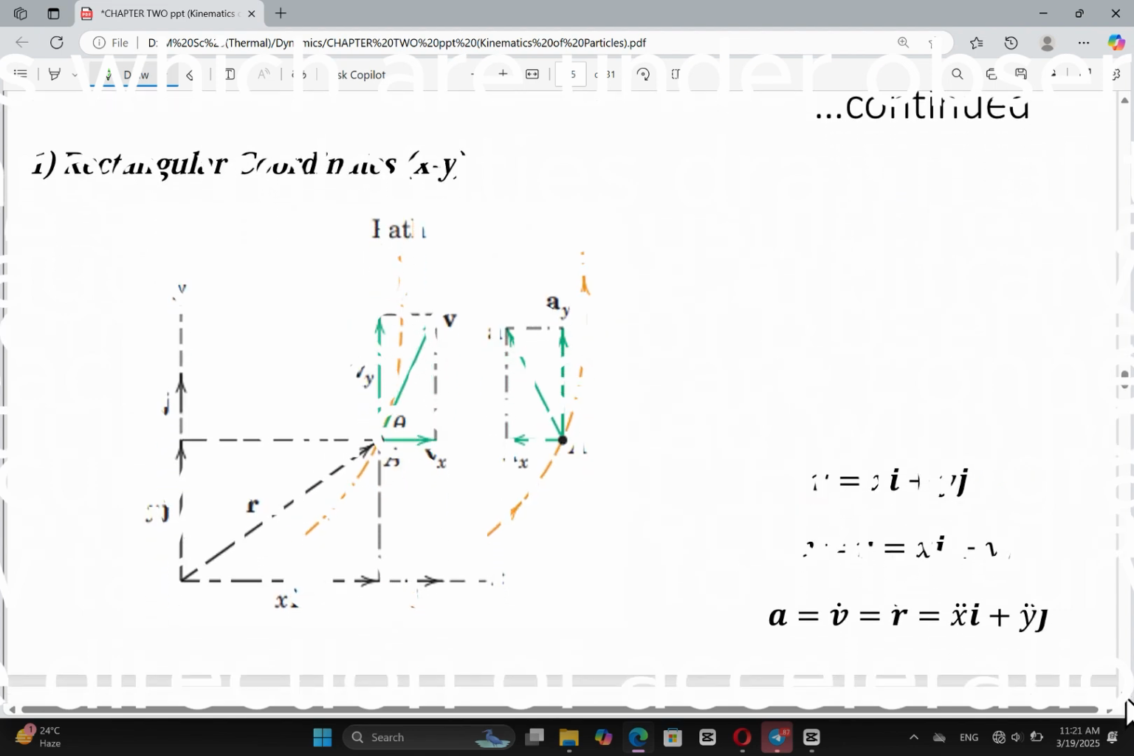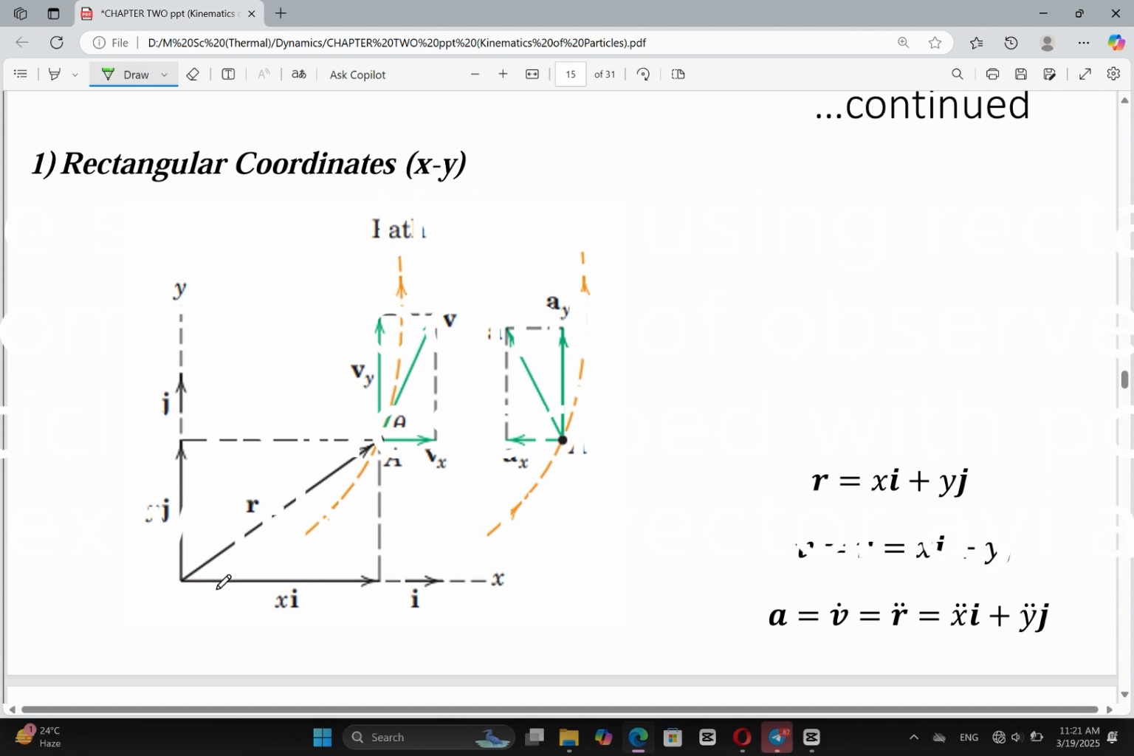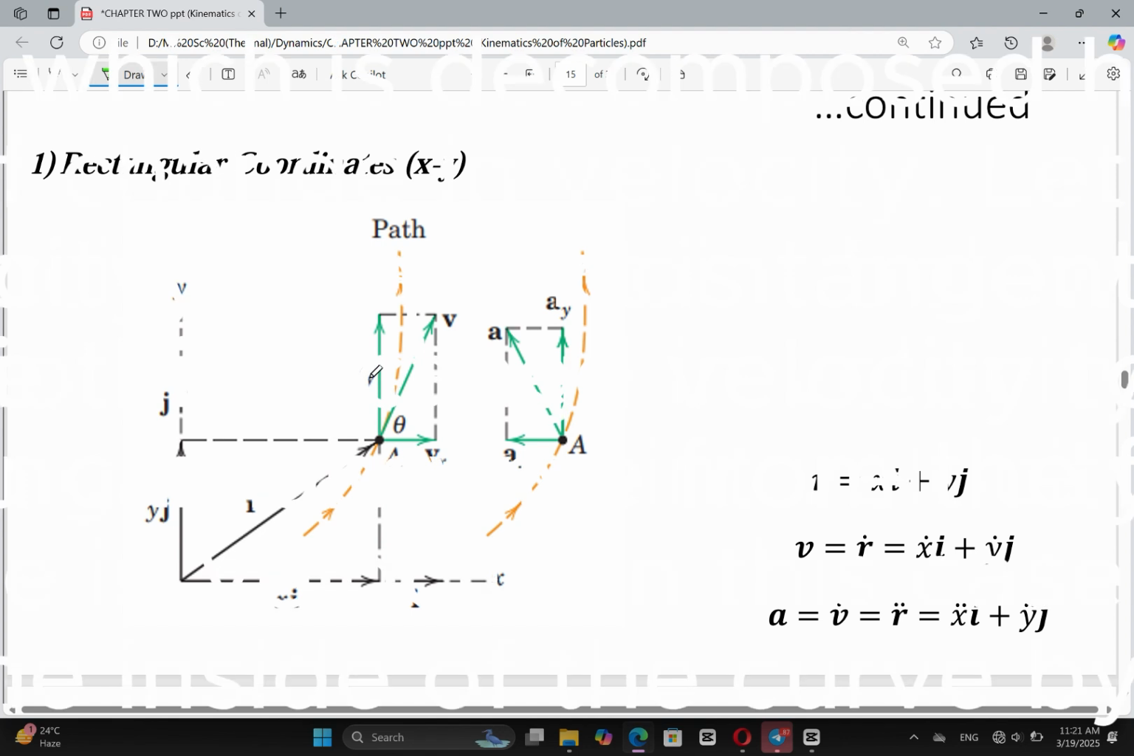Now let's describe the same thing using rectangular coordinates. From the point of observer, the point of the particle is described with position vector r. It can be described as x with unit vector i and y with unit vector j, and as we said earlier, velocity at a point is tangent to the path of the particle. And you can decompose this inclined velocity into x and y components, as you can observe from the figure. The direction for acceleration, which is decomposed here, is as we discussed earlier. It is in the direction of change in velocity.